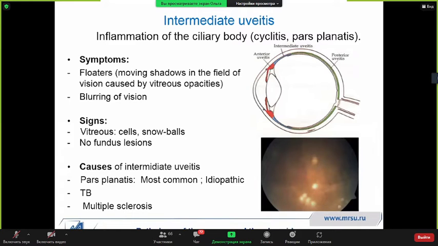The next variant of uveitis is intermediate one or cyclitis. Symptoms are near to the iridocyclitis, but we don't see any signs on the cornea, very rare. So mostly it is headache and severe pain in the eye because the process is in the ciliary body and a little bit deeper in the choroid. Mostly it's flutters and blurring vision as symptoms.